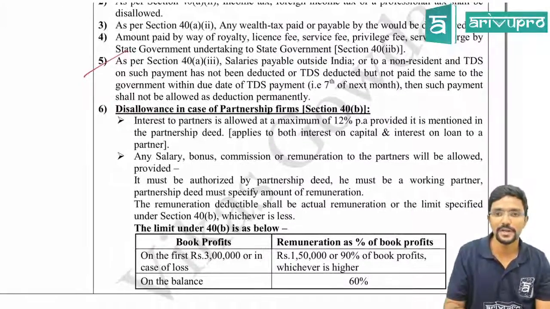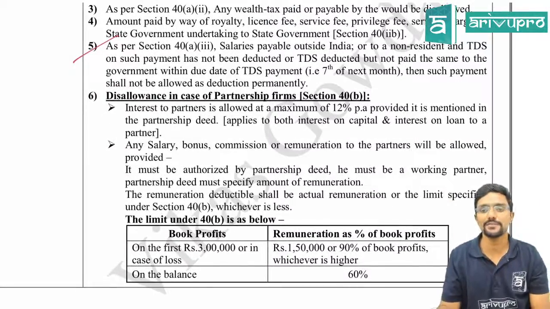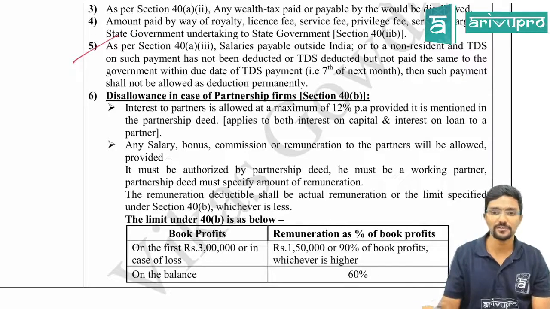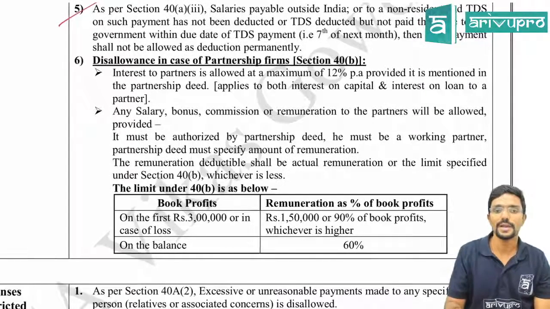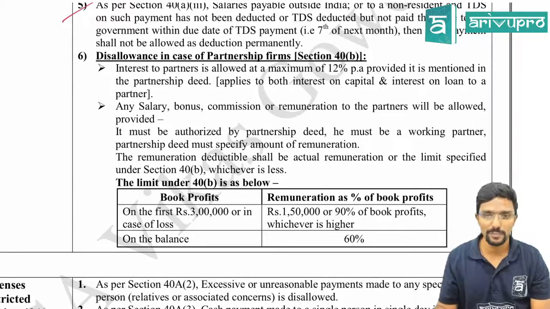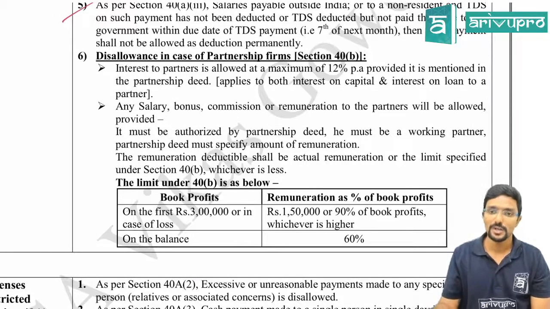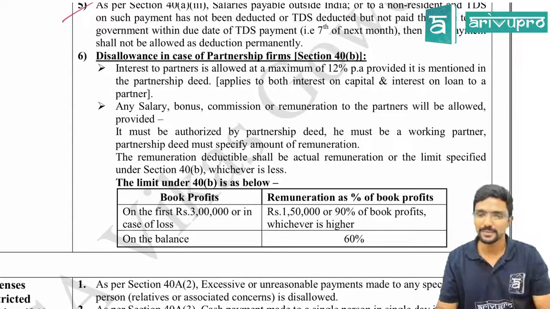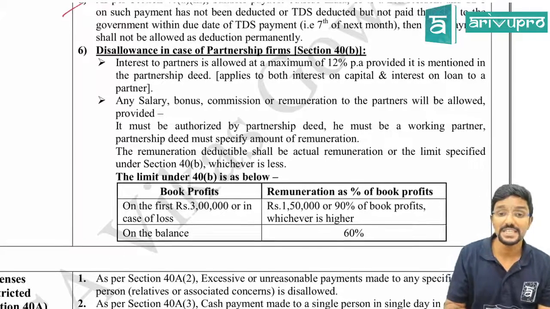Then the 6th point is applicable only for partnership firms, guys. In case of a partnership firm, the maximum interest allowed on capital and loan is 12%, provided it is given in the deed. If you take more than 12%, the balance will be disallowed in the hands of the partnership firm. Then coming to the second point, any salary, bonus, commission or remuneration to partners will be allowed, provided he is a working partner and it is provided in the partnership deed, but it is restricted to some limit.